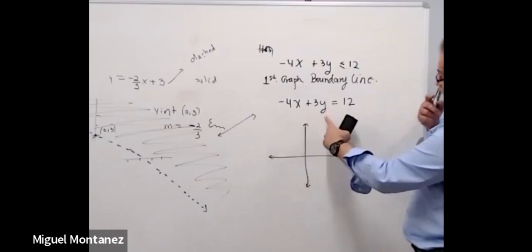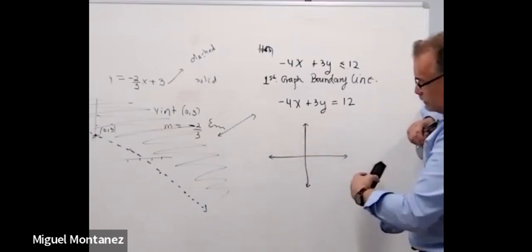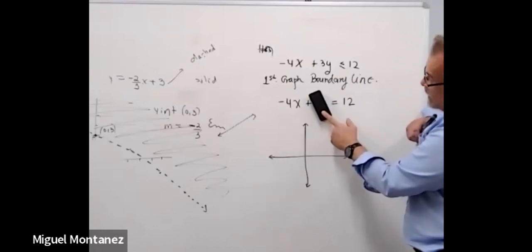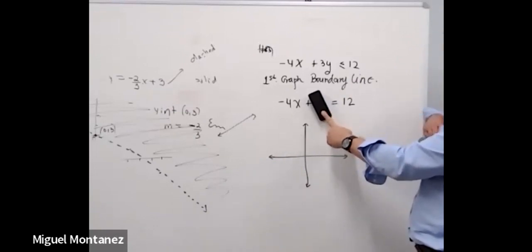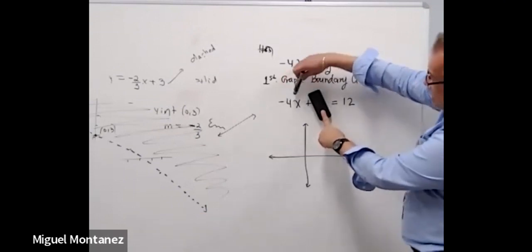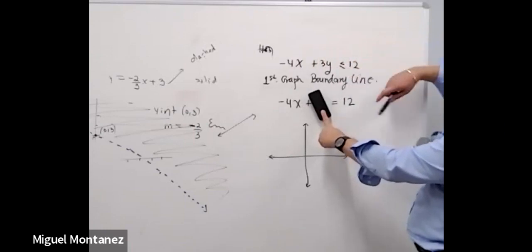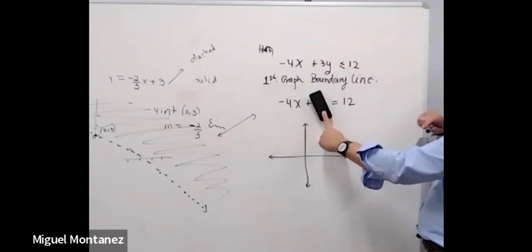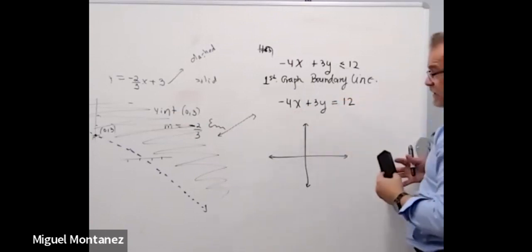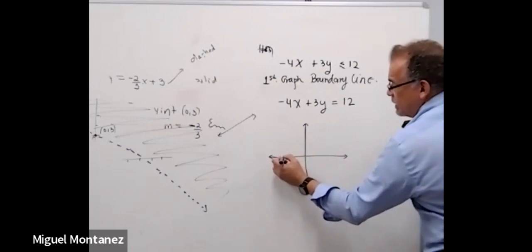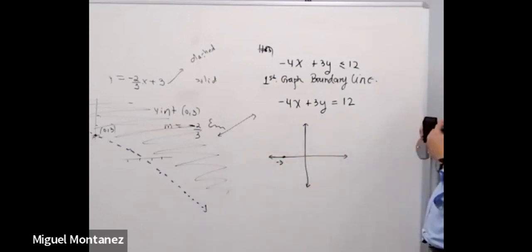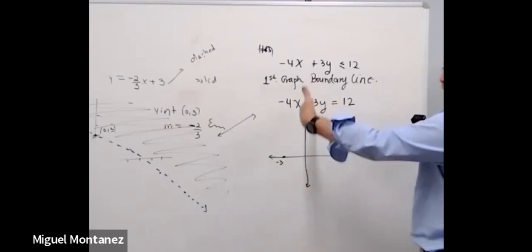How do I find the x-intercept? We force y to be 0. When y equals 0, how much is x? We have negative 4x equals 12. So we divide by negative 4. 12 divided by negative 4 would be negative 3, right? So we are down here, the x-intercept, we're going to hit the x-axis at negative 3. Negative 3, 0.